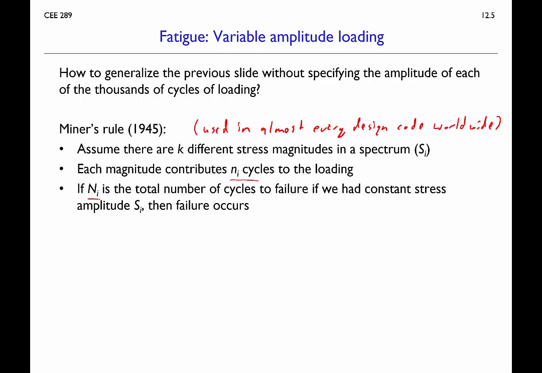So the equation we need, let's write that down. We're going to have the sum of these cycles n_i for each, this is kind of the number of cycles we lose at magnitude S_i relative to N_i, our total budget. And we're going to sum these, i equals 1 to k cycles of loading, until we get up to C. And C is going to be our total budget.